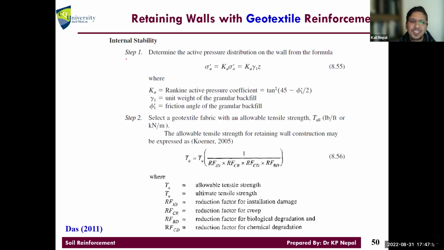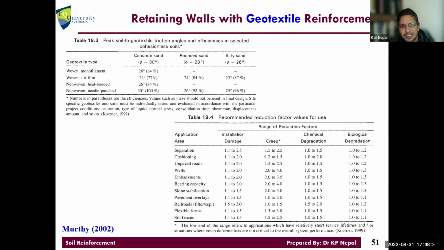Step 1. Determine the active pressure. Of course, you know how to calculate active pressure on the wall, isn't it? Yeah. Rankine's pressure. Usually use the Rankine's theory. So now calculate allowable pull, right? Allowable tensile strength for the textile. So this is the formula in general, but it depends on ultimate divided by some of the reduction factors for different type of damage, like installation damage, creep, or biological degradation, so on, whatever is given. Just use that in step 2. But there are a lot of values here, by the way.